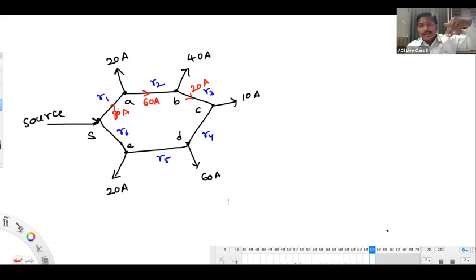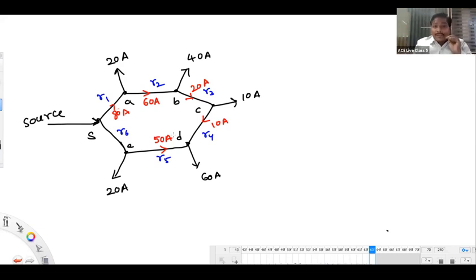20 entering into C, 10 drawn by the load. Remaining current how much? 10 amperes will come in this direction now. 10 amperes will come to the D direction. What is the load at D? 60. So 10 is injected into D, but load is 60. Then 50 amperes should come from this side. 50 amperes should come from E to D.